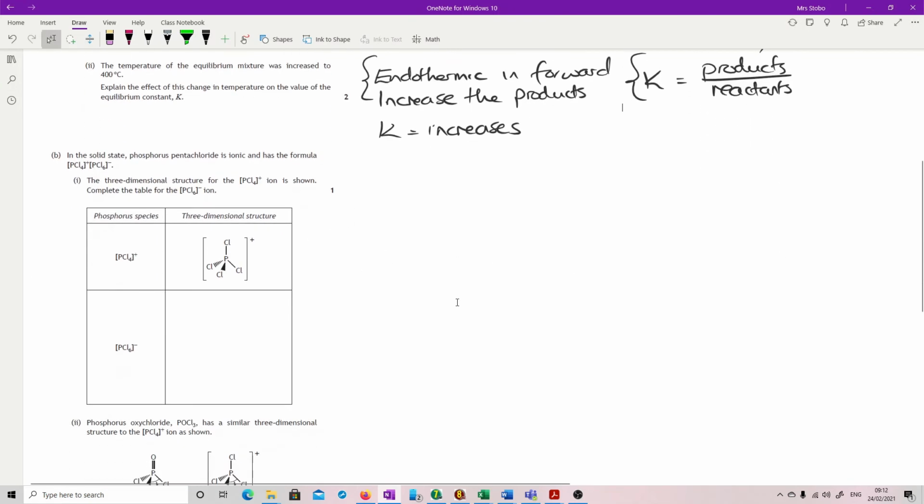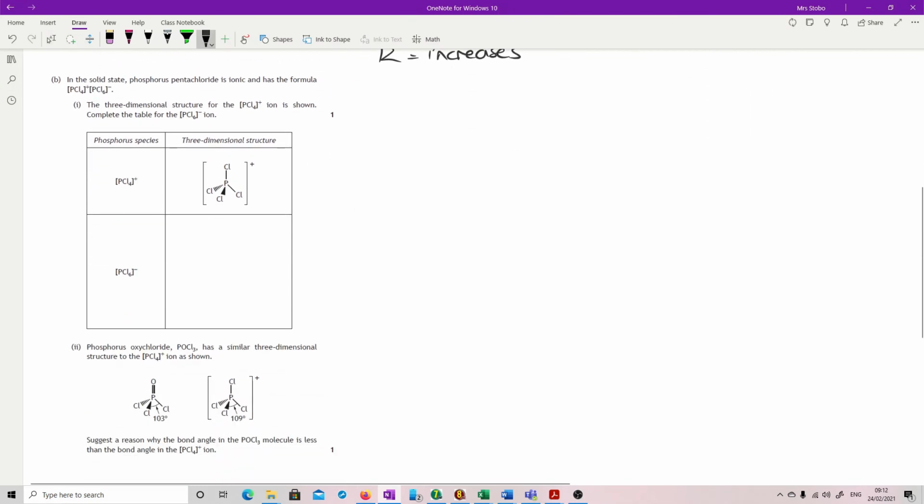Okay, moving on. In the solid state, phosphorus pentachloride is ionic and has the formula given here. The three-dimensional structure for the PCl4 is shown. Complete the table for the PCl6. So we've got a tetrahedral structure here with the positive charge. So we've now got a PCl6, which is going to be octahedral.